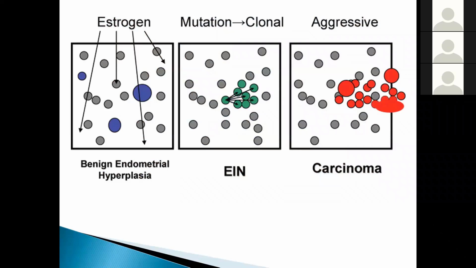So what happens when you have excess estrogen, whether it's endogenous or exogenous, there is a population of endometrial glands that will undergo mutations and then outgrow and become clonal. That's EIN. I don't have a lot of examples, but it will come to you on the H&E as a cluster of cytologically abnormal, distinct glands.